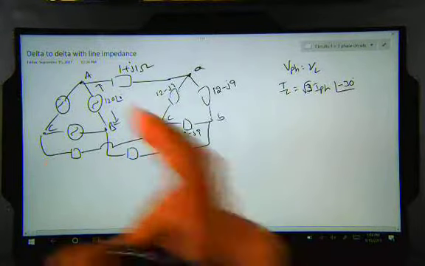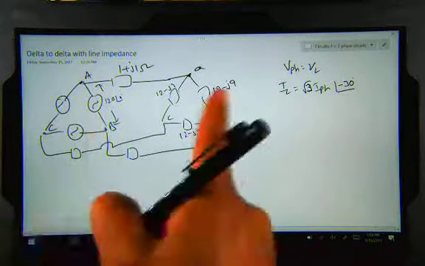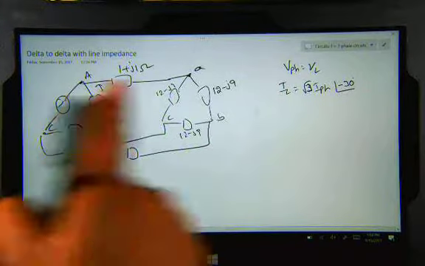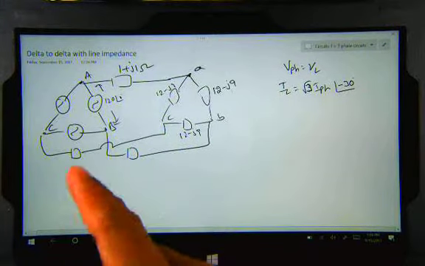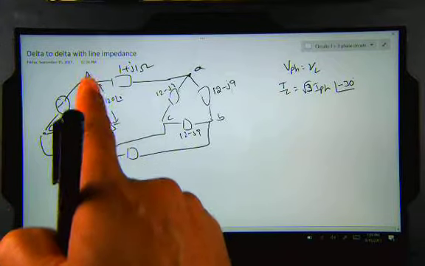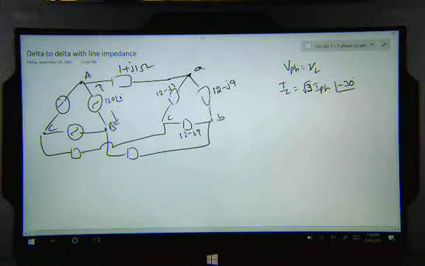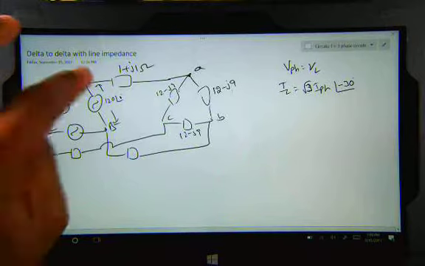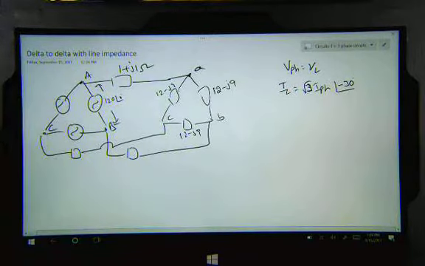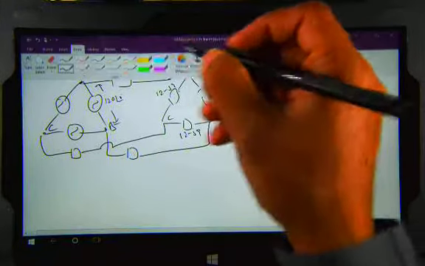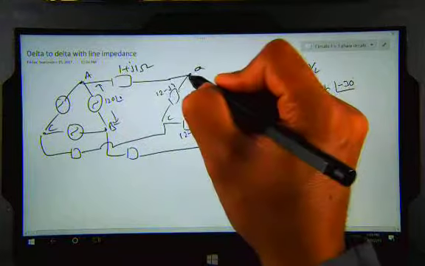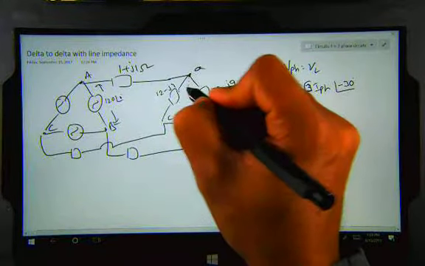If we don't have a line impedance, then it's easy to solve because the phase voltage here is the same as the phase voltage at the load. But in this case, since we have a line impedance, there is a voltage drop in the line. We don't know what that voltage drop is. So the best way to solve this example is to convert the given load into a star. If we convert the given load into a star, this is how it's going to look.